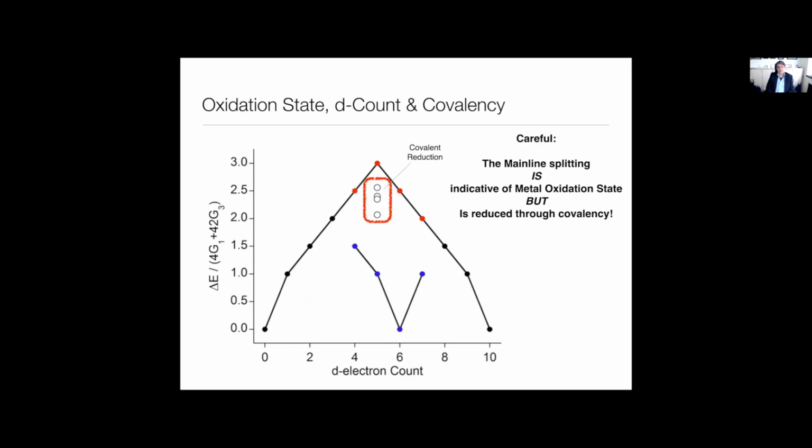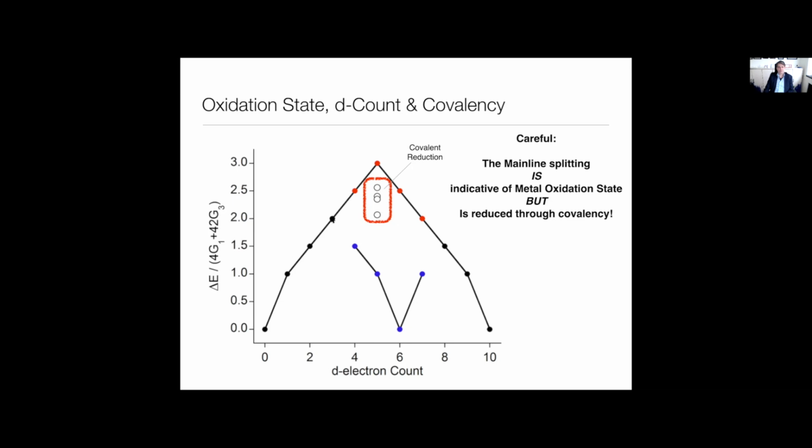Now I want to come back to that one qualification that I want to make in terms of relating the mainline splitting to oxidation state, and that is, yes, it is reacting to oxidation state in exactly the way that this graph is showing. However, the splitting is also modulated to a significant extent by covalency, and so the covalent reduction, so basically dilution of the metal d orbital, will also reduce that splitting by means of that equation that I've shown you. And hence, if there is a nicely covalent bond, you can have a D5 system that in terms of splitting looks like a D3 system, right?